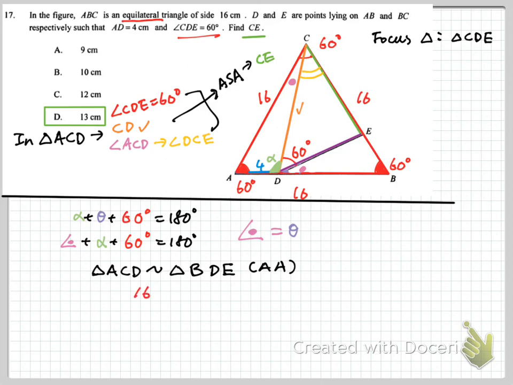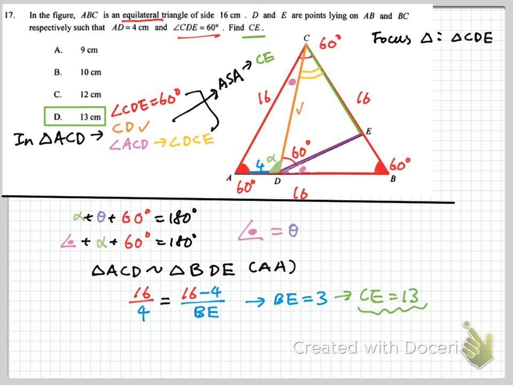So we have 16 divided by 4. 4 is the blue line, equals to 12. BD is only 12 units, equals 16 minus 4, divided by BE. So right away we have BE equals 3. With BE equals 3, we can finally have CE equals 13. So this is how we did it with similar triangles.